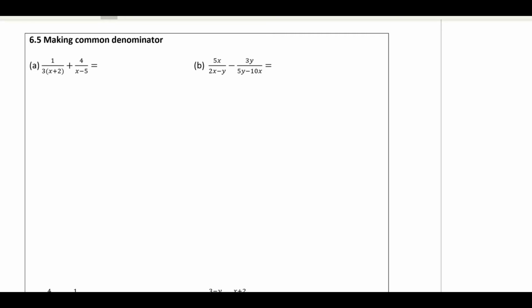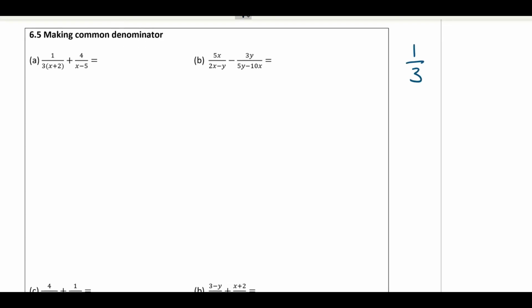Making the common denominator is very, very important. In your exam, 20% of the paper will be algebra, and in algebra, this is the place where students lose a lot of marks.